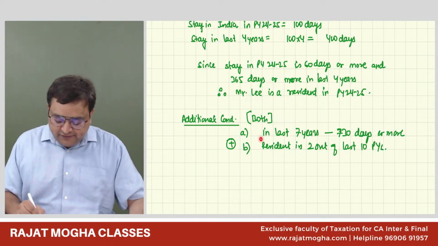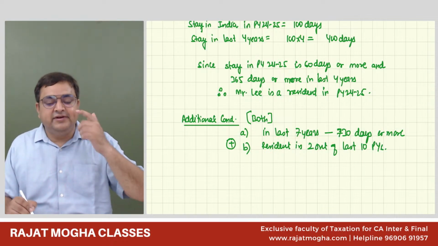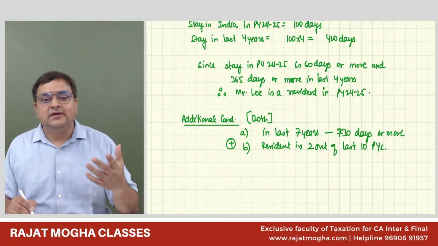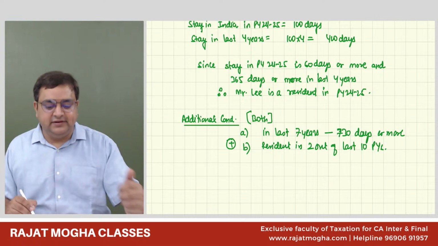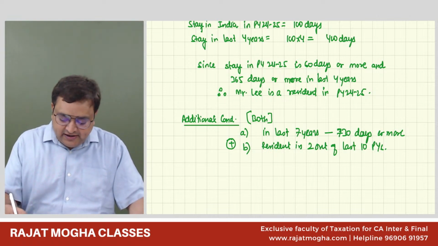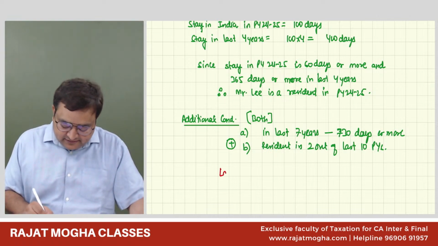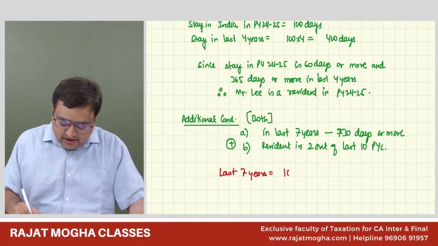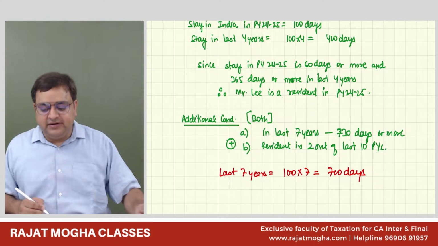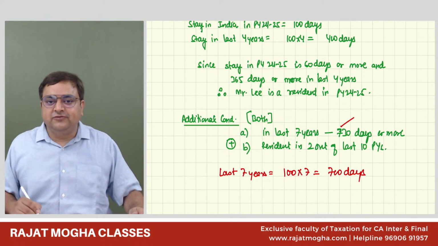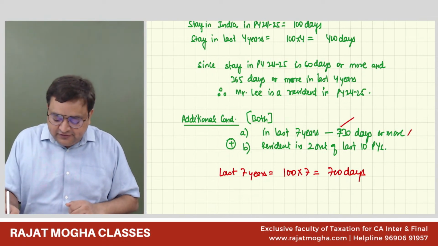So let us see. First one is easy, whether in the last 7 years he was here in India. The answer is yes. In fact, he was coming for the last 10 years, but every year he was coming for 100 days. So in last 7 years, he was here 100 days for every year into 7. That is 700 days. So he is not satisfying the condition of 730. So first condition is not satisfied.